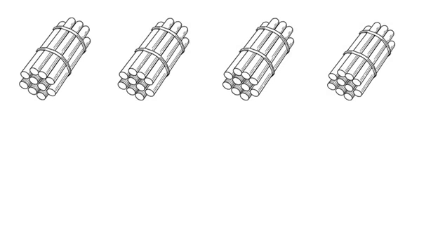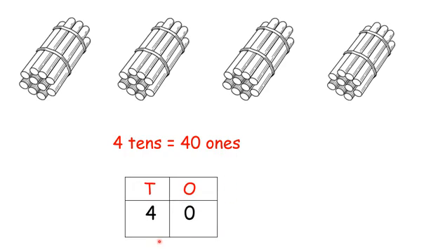Now we have how many bundles, children? We have 4 bundles. 1, 2, 3, 4. And each bundle has 10 sticks. Okay, so that's 1/10, 2/10, 3/10 and 4/10. These 4/10 make 40 ones. And this is the way we write it. 4 under the tens column and 0 under the ones column.